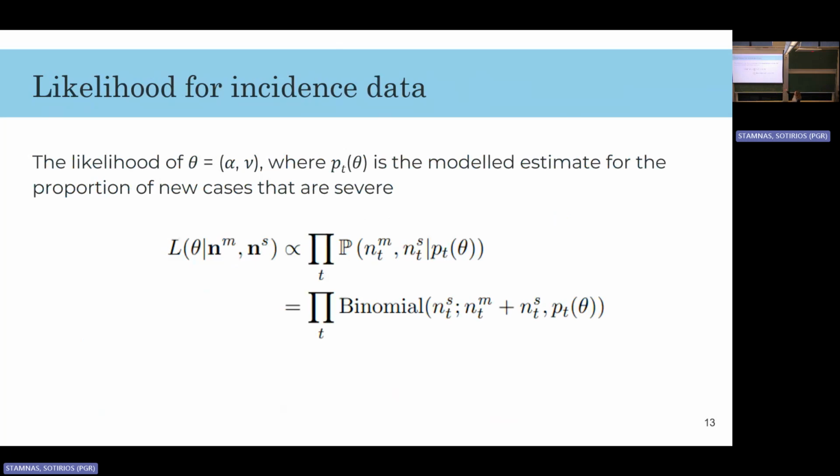So this is the likelihood for our incidence data. So the likelihood of theta, given this is a vector of the number of new mild cases at each time point, and then the same for the severe cases. So we want to know the probability that we have these two numbers of new cases given our modeled estimate. And this is just a binomial. So the probability of having this many severe cases given this many total cases, and this model estimate for the proportion of cases that should be severe at that time point for that value of theta.